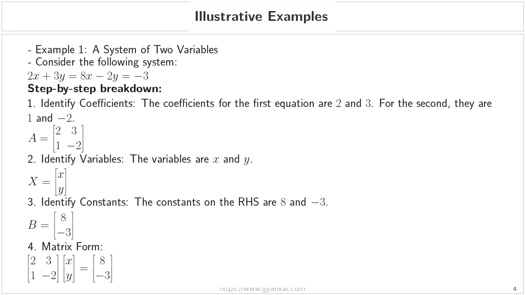Finally, we bring it all together into the final matrix equation. We represent the system as our coefficient matrix, multiplied by our variable matrix, equals our constant matrix. Specifically, the matrix with 2, 3, 1, and negative 2, multiplied by the column matrix of X and Y, equals the column matrix of 8 and negative 3. This structure is exactly what we will use when we tackle more complex, three-variable problems, like the fruit vendor scenario coming up in the next slide.